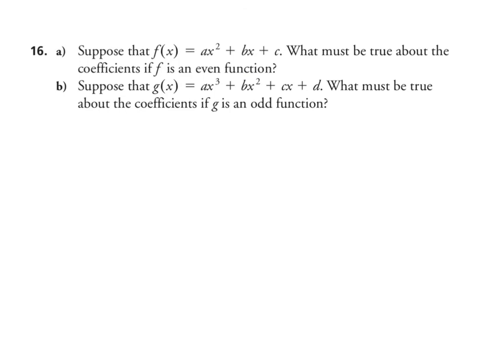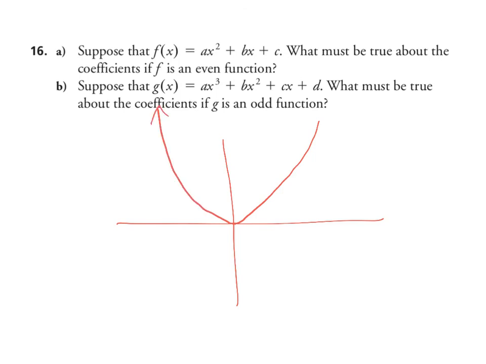All right, so suppose we have f of x equals ax squared plus bx plus c. So that's a quadratic. What must be true about the coefficients if f is an even function? An even function means that the other side has to be exactly the same. It's mirrored on the y-axis. So if you plug in x is 5 and you get that, well then negative 5 has to give you the same value no matter what.